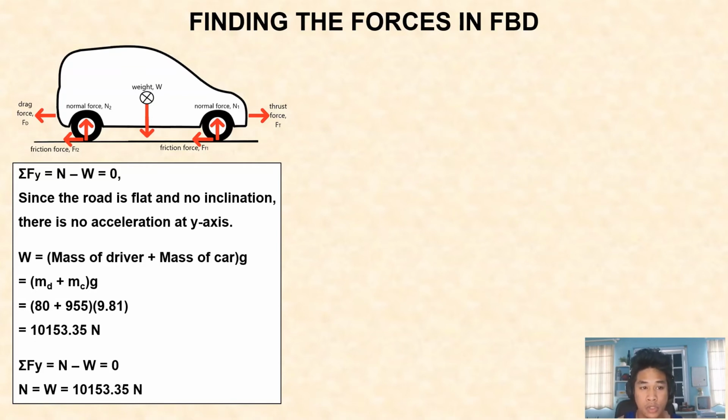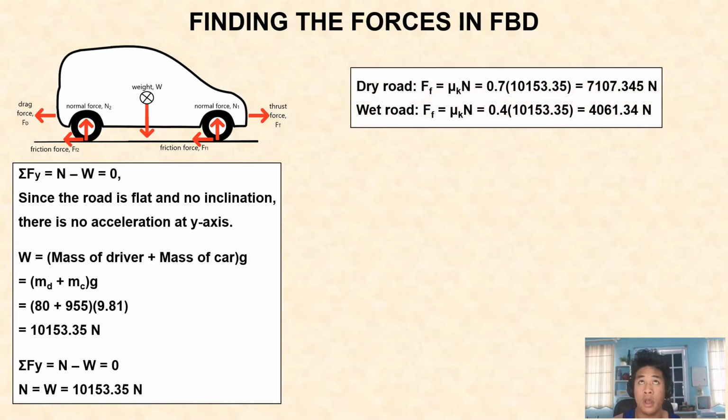Now, since we know that all the forces in the y-axis can be represented as N minus W equals 0, we can use this equation to obtain the normal force, which gives N equals W. This means that the normal force is equivalent to the weight, which is 10,153.35 Newton.